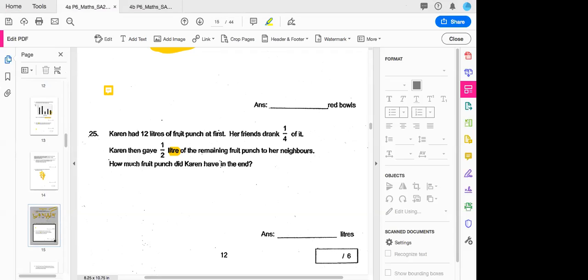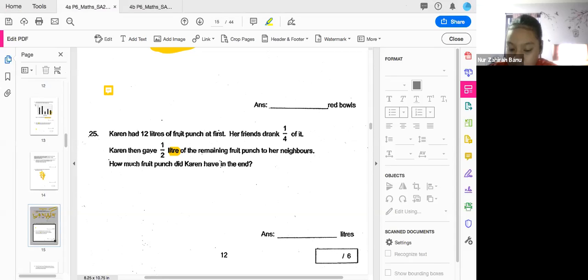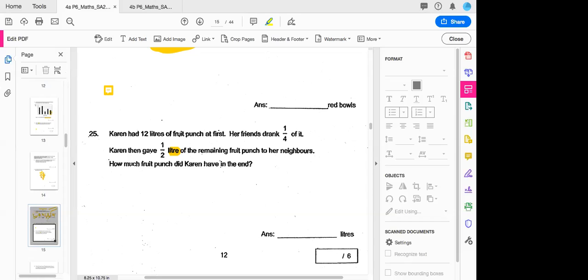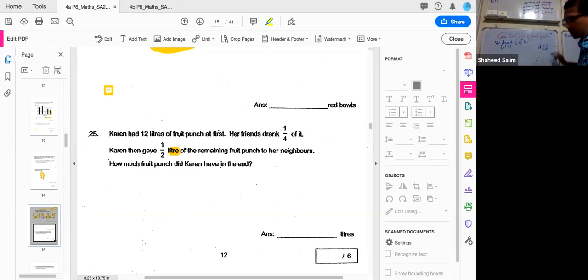Sure. I think I know how to do it, but I need to. Is the answer a decimal? Yeah, it's a decimal, but I can give it as a fraction or decimal, up to you. Sure, but I need a calculator. Okay, use your calculator. What was the answer, Sophia? The answer is 4.5 liters. 4.5 liters.